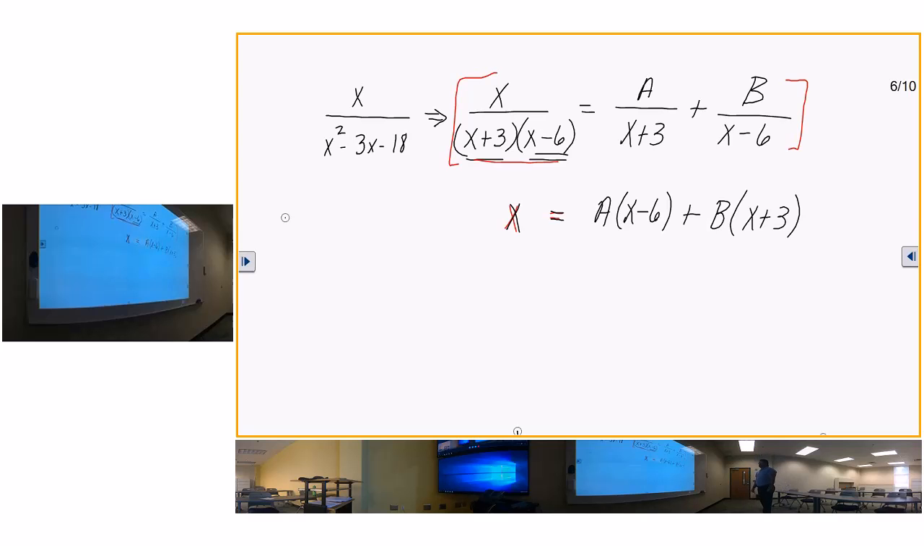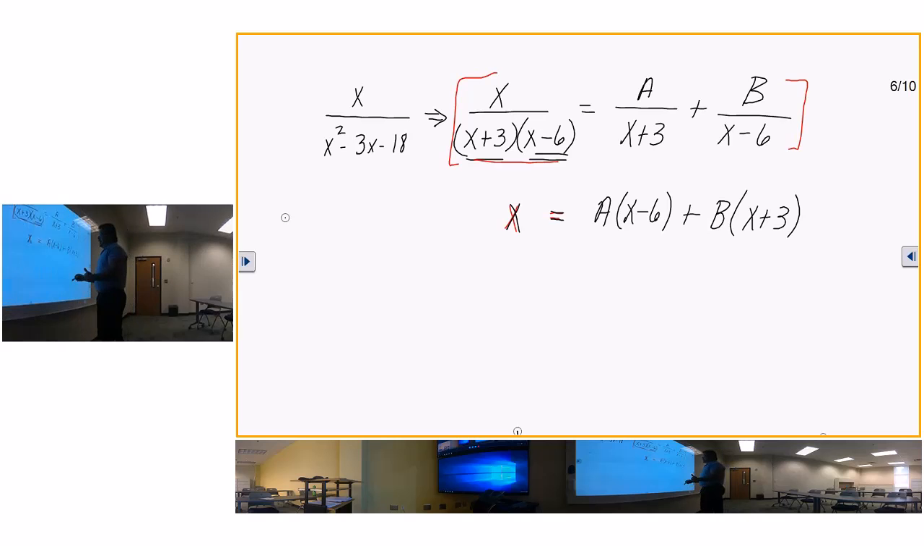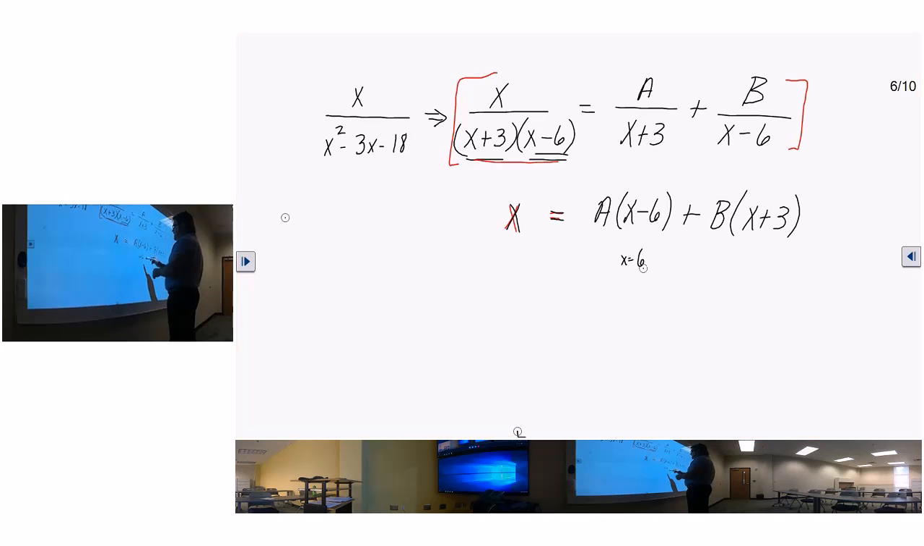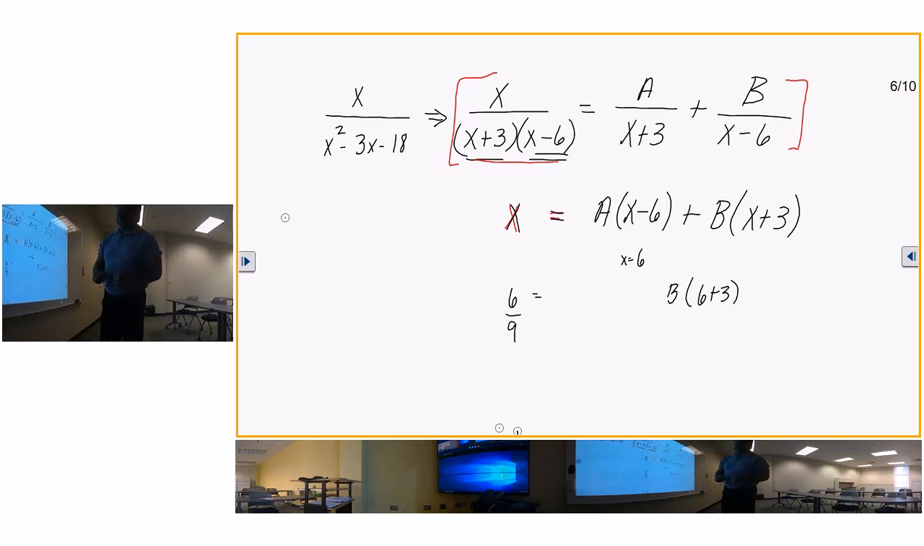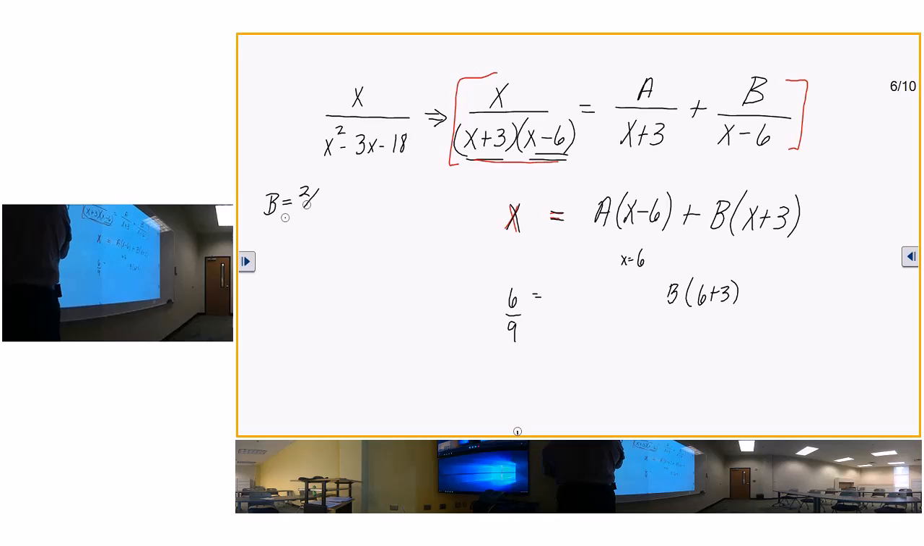Now, by now you should be seeing the pattern. Okay, x minus 6 is equal to 0. X is equal to what? 6. If you plug 6 into this one, it's going to take that one out. So 6 is equal to B times 6 plus 3. Okay, that's 9. So divide by 9, and that's equal to B. That's 2/3. So B is equal to 2/3. So go over here and write that down. B is equal to 2/3.